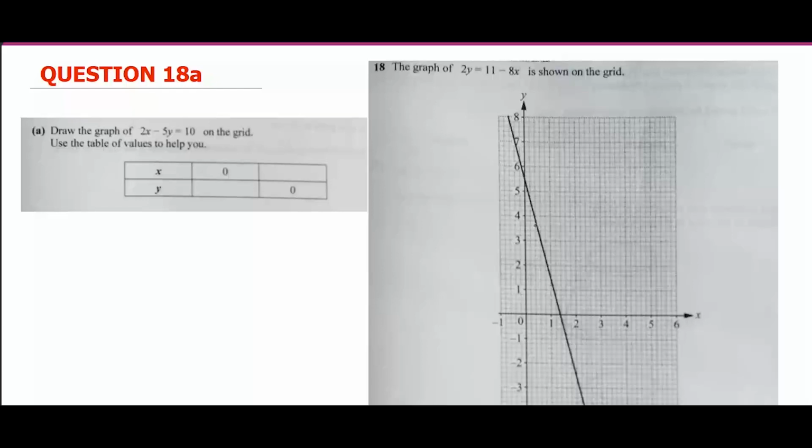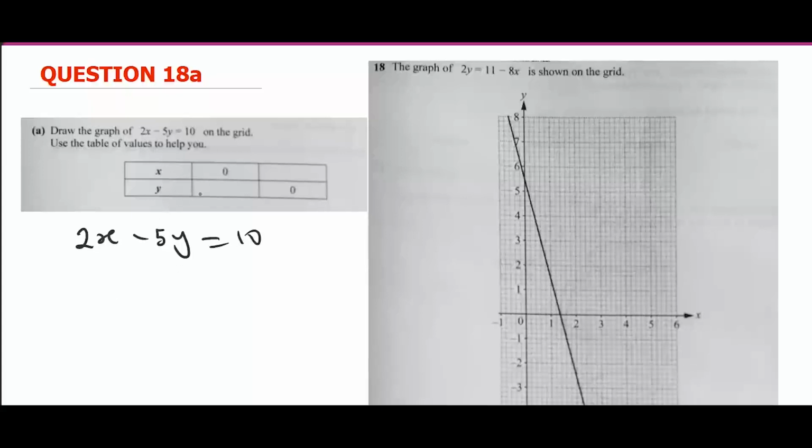So let's go to question 18a. We are given the graph of 2y equals 11 minus 8x shown on this grid. It has been drawn for us, and the next question here is that we are asked to draw the graph of 2x minus 5y equals 10 on the grid. Use the table of values to help you. So to do this is very simple. Now let's see, this is the given equation, 2x minus 5y equals 10.